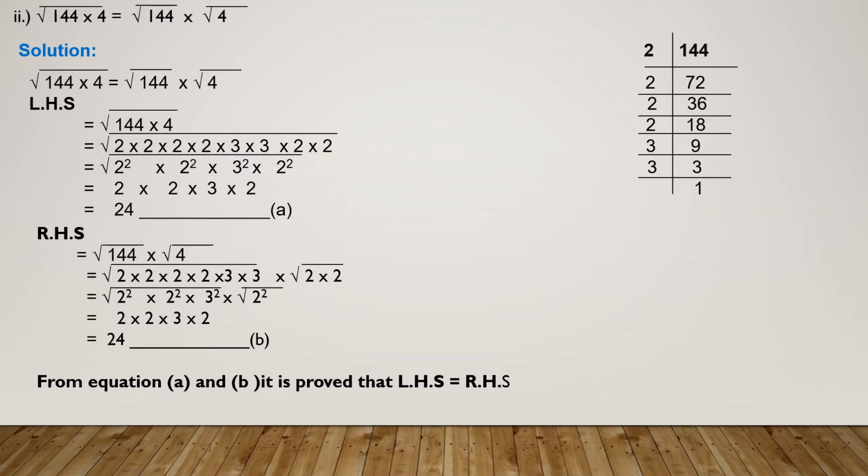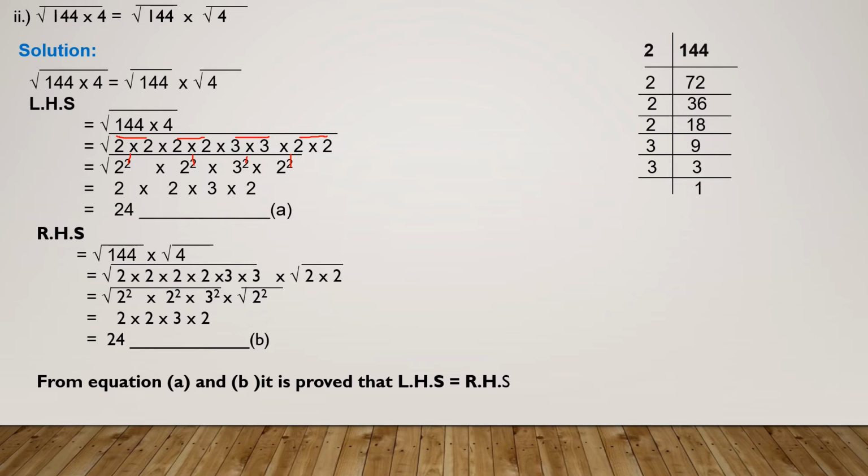In next step what you have to do, simply make the pairs so that it will be easy to write these pairs in the form of square. 2 multiplied by 2, 2 square, 2 multiplied by 2, 2 square, 3 multiplied by 3, 3 square, and 2 multiplied by 2, 2 square. In next step what will happen? All these squares will be cancelled out with square root, and remaining values are 2 multiplied by 2 multiplied by 3 multiplied by 2. Multiply all of these values with each other, we get 24. This is our equation number A. This is our left hand side and answer is 24.